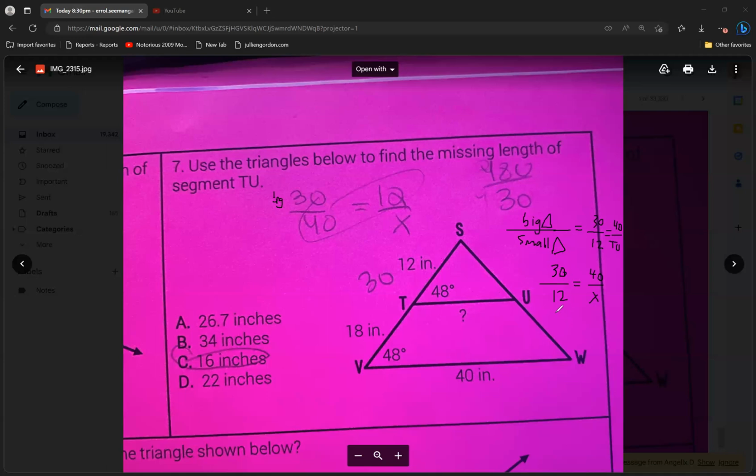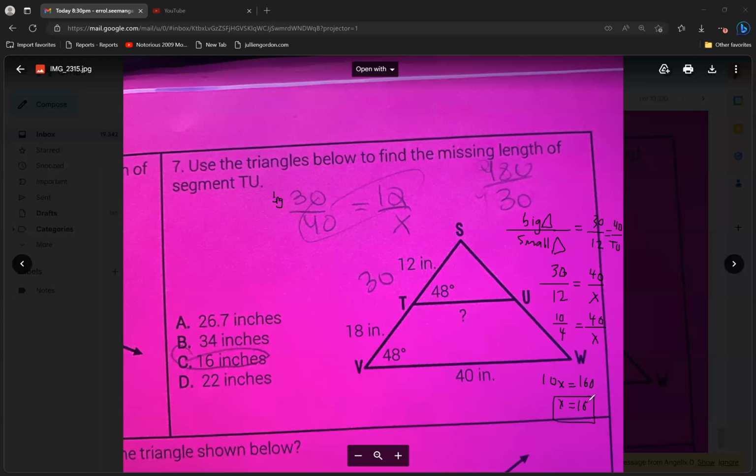Actually, let's reduce this first. This will be 10 over 4 equals 40 over x. Now just cross multiply there. 10x equals what? 160. x equals 16. Wait, I'm confused.